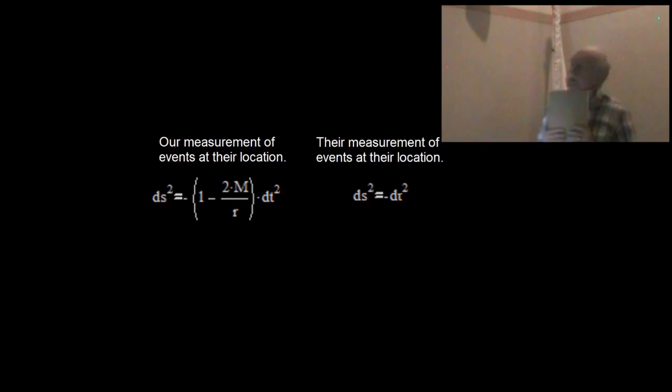So that value on the top, what happens if r gets to be 2m? 2m divided by 2m is 1, 1 minus 1 is 0, and you get that the interval, you get 0 times our time is what they're going to measure. They're frozen in time. Literally.